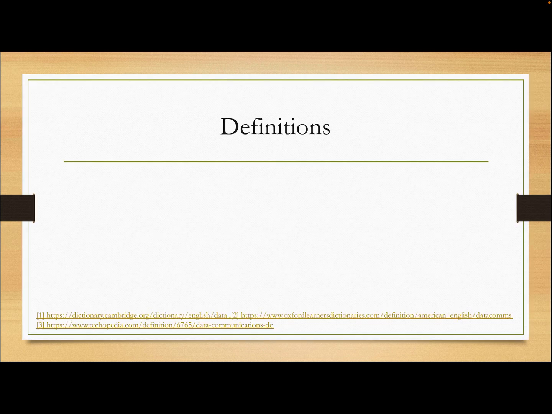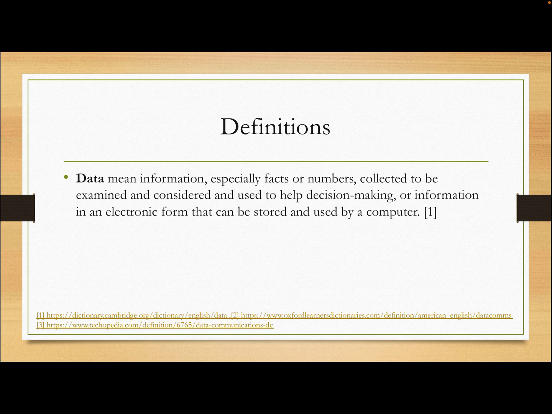Let's look at the definitions first. What is data? Data means information. Information is more of the abstract term, while data is more of the concrete term, which mean the same thing. So it's like facts or numbers. You collect them to examine, to consider, to do decision making. So this is the normal definition.